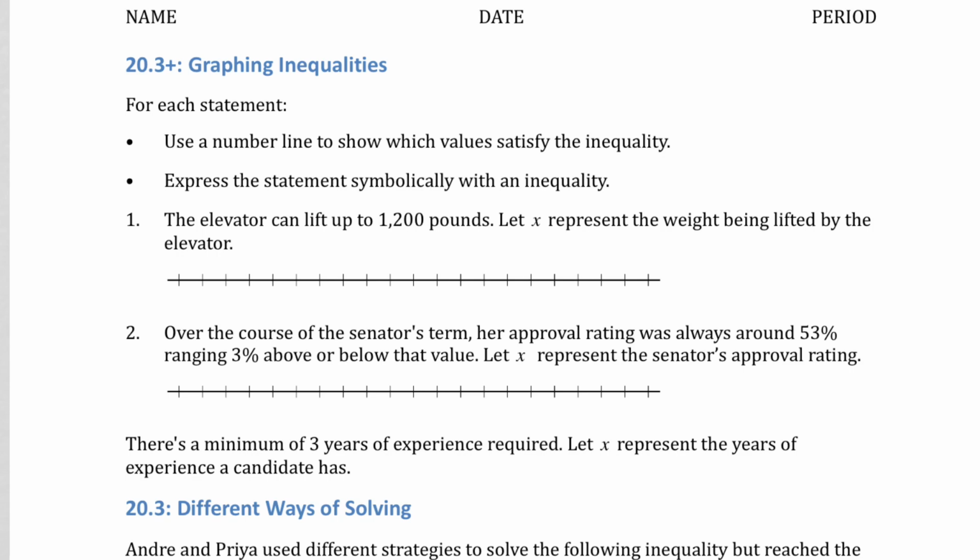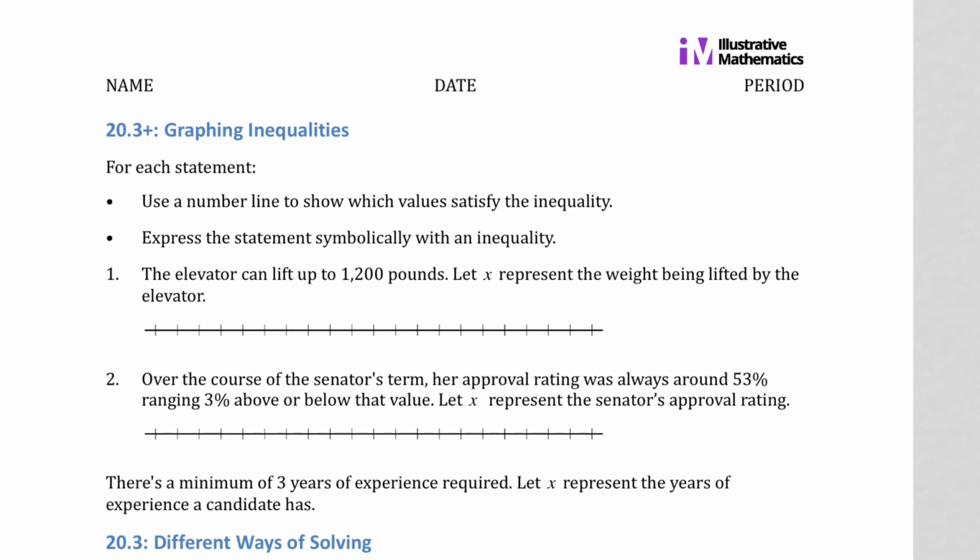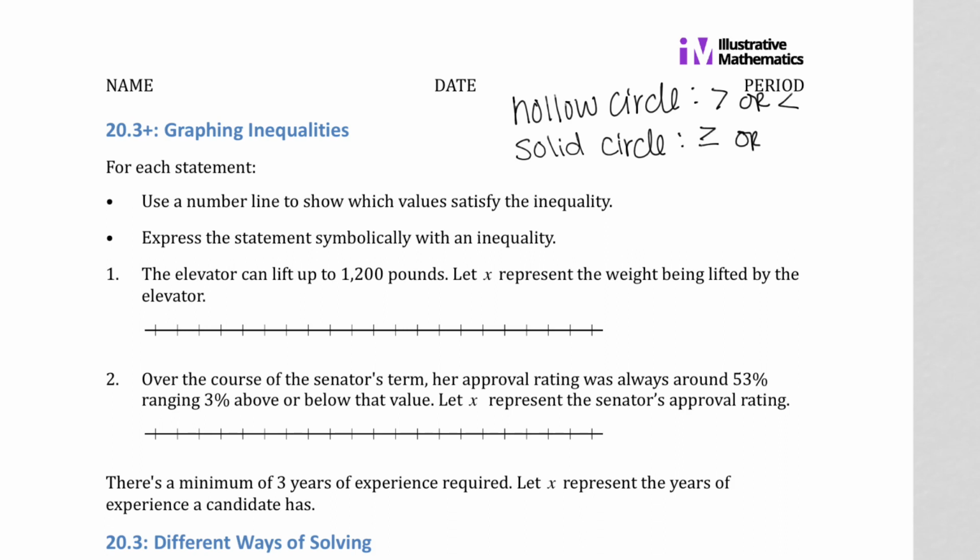Okay. Hollow is less than or greater than. So let's write this at the top of our papers. A hollow circle is going to be greater than or less than. A solid circle, what is that one going to be? Greater than or equal to, or less than or equal to. So it is going to be solid if it's greater than or equal to, and hollow if it is just greater than or less than. Okay?